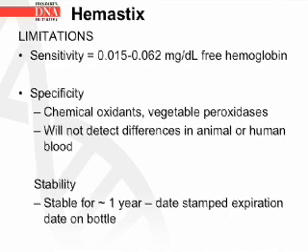Limitations of Hemostasis. It is sensitive up to 0.015 to 0.062 milligrams per deciliter of free hemoglobin. Its specificity is affected by chemical oxidants and vegetable peroxidases, which will both give false positive results. It also will not be able to detect the differences in animal or human blood, and it is stable for approximately 1 year. The expiration date is stamped on the bottle.